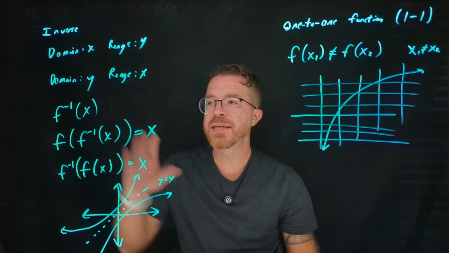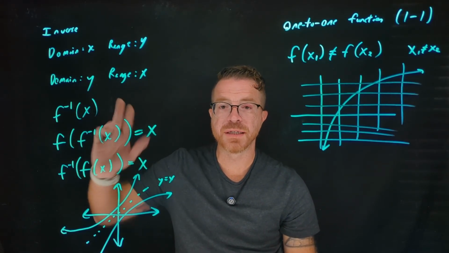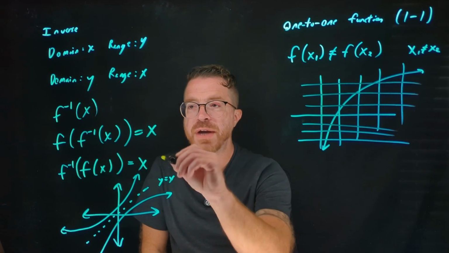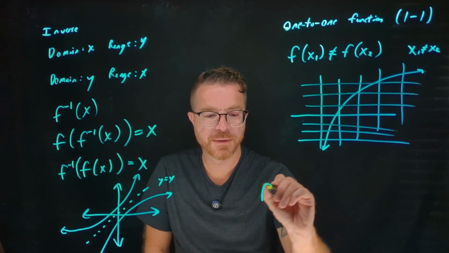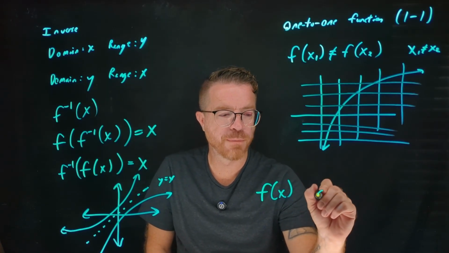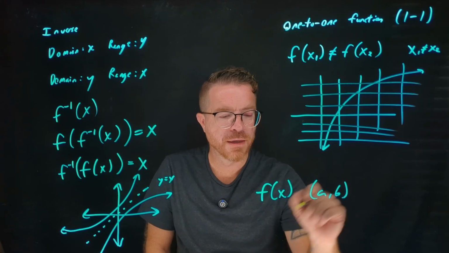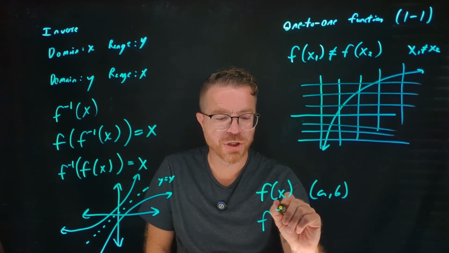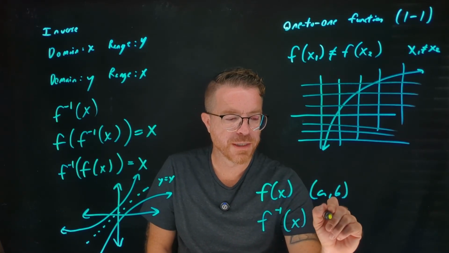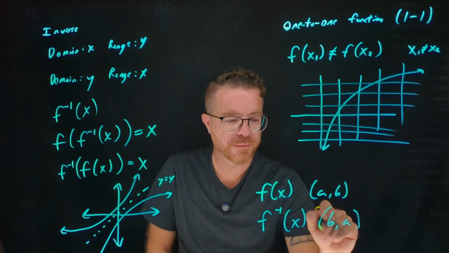And then of course, one last thing, because of this property where basically everything is inverted, if I have on my f of x some point (a, b), then this means that the inverse function will have the point (b, a).